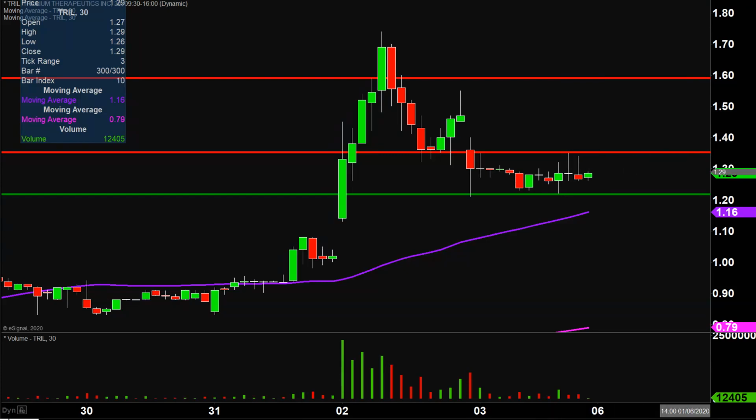So overall, not the greatest way to end the week, but overall the trend is still upward. So let's see how all that takes care of itself next week.